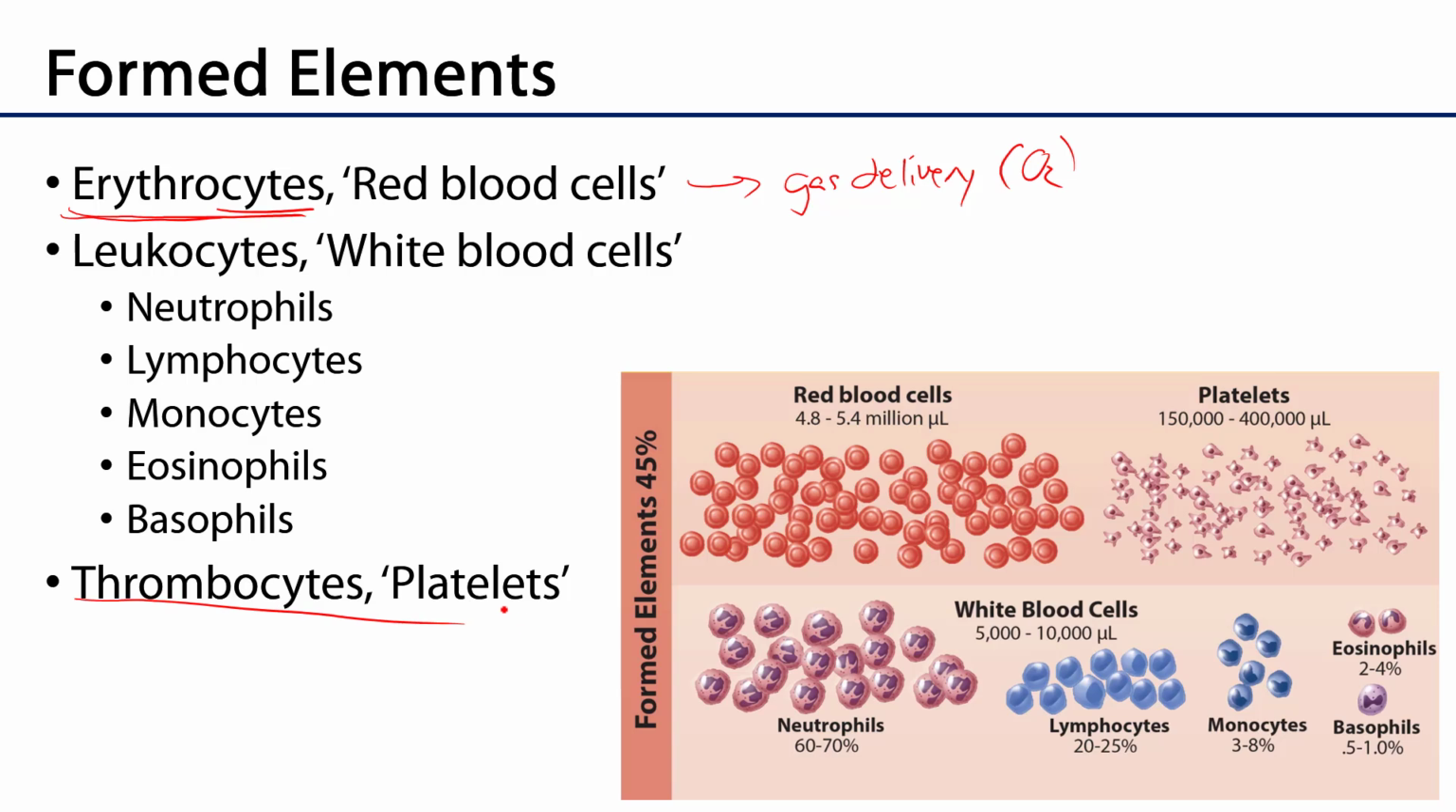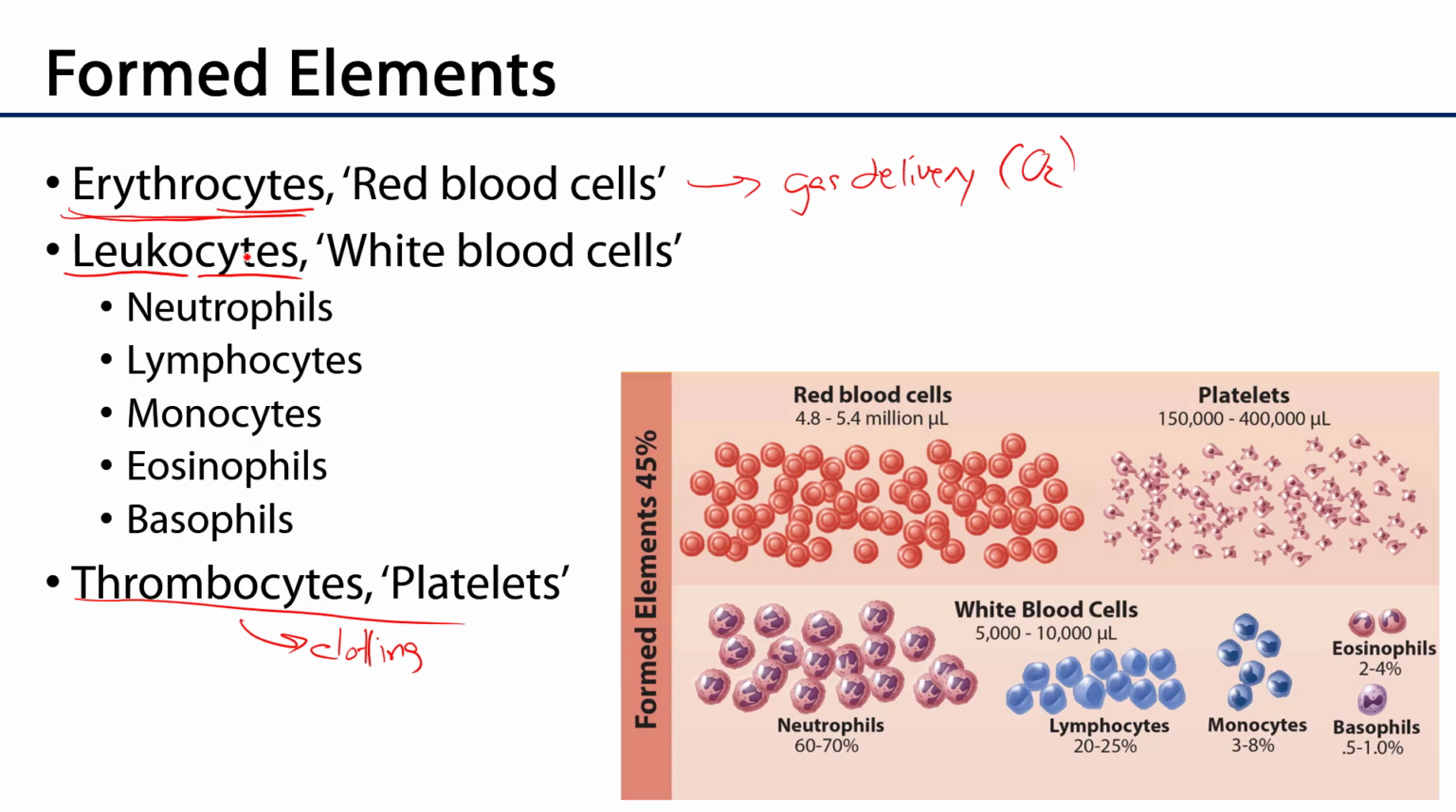The next most abundant formed element are thrombocytes or platelets. Platelets are typically somewhere between 150,000 to 400,000 units per microliter, and these are very important for clotting and coagulation. The last group of formed element are the leukocytes. Leuko means white cells, so these are the white blood cells.